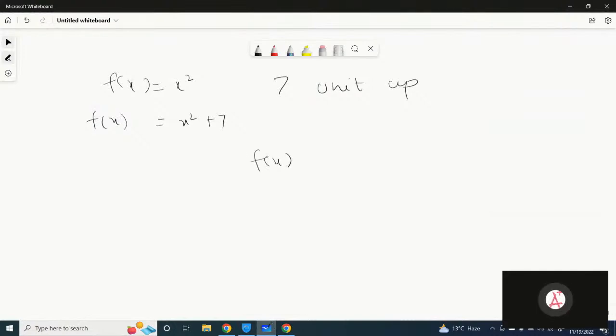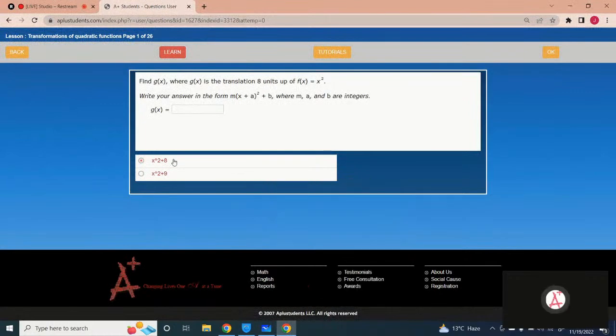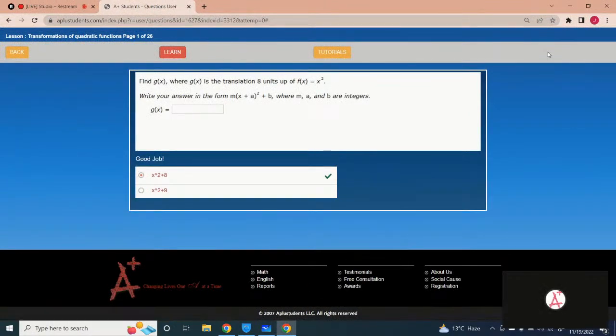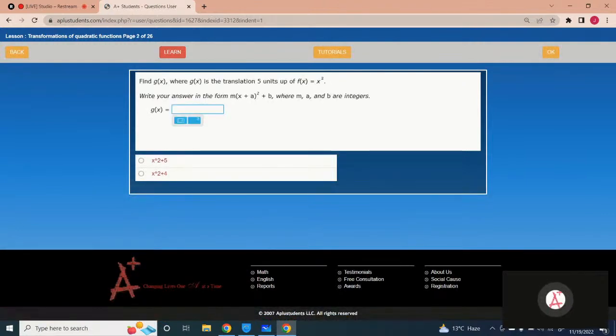8 unit up means you have to add 8 to the function, so it is x square plus 8. It is the first option. Again, you have 5 unit up. You have to add 5 to the function, so it would be x square plus 5. Got it? That would be the first option. So just select the correct option, then click on the OK button.